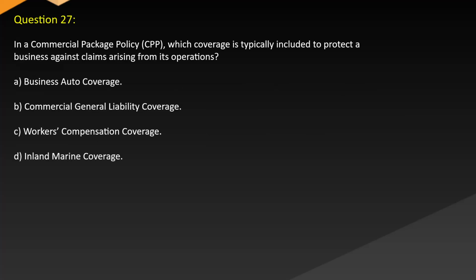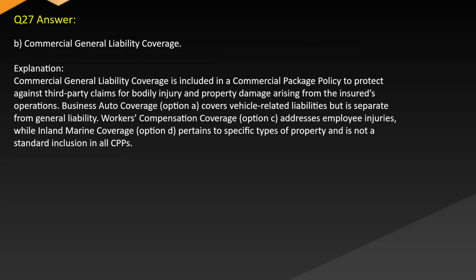Question 27. In a commercial package policy (CPP), which coverage is typically included to protect a business against claims arising from its operations? A. Business auto coverage. B. Commercial general liability coverage. C. Workers' compensation coverage. D. Inland marine coverage. Answer: B. Commercial general liability coverage.